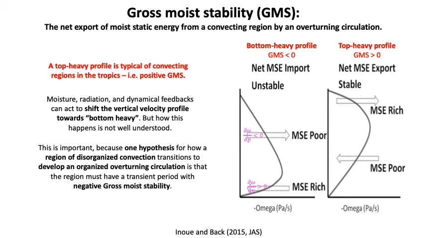So the physics of this is not well understood. Just as a couple of examples of potential places where this may apply are the Madden-Julian oscillation, as well as tropical cyclogenesis. We'll talk about tropical cyclones next week, though we probably won't talk about GMS in that case.